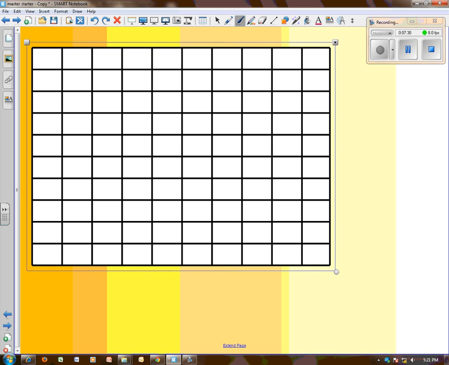Let's have a look at another one. Wow, here's a good one. How many hundredths are colored in? Now, you tell me. It's 1 hundredth. How are you going to show that using the place value chart? Make that into a decimal for me, please.